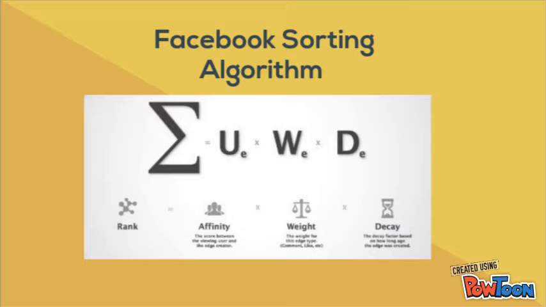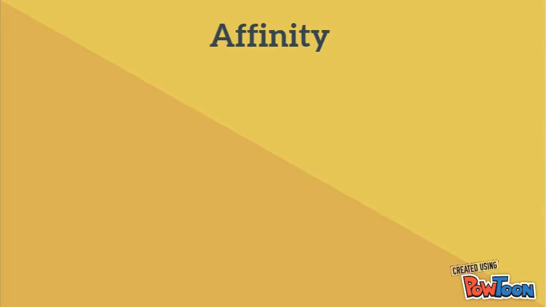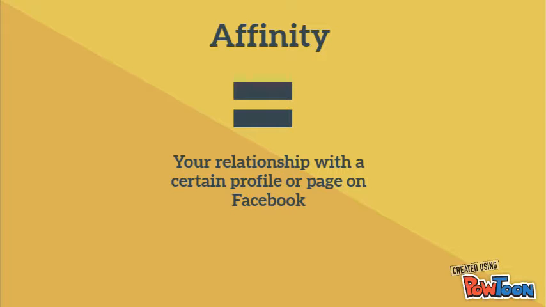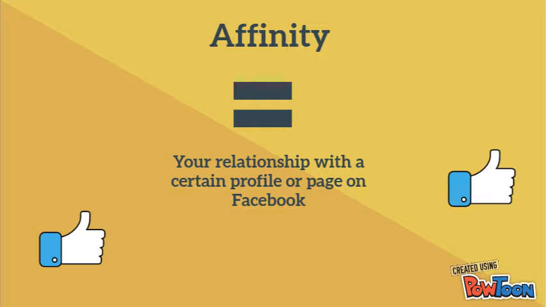The first part of the sorting algorithm is affinity. Affinity is your relationship with that user. It means the amount of times you've interacted with a person or that page affects how likely you are to see more content from them. So if you click their links, like, or comment on their posts in the past, Facebook assumes you like their stuff, want to see more of it, and gives that profile priority.